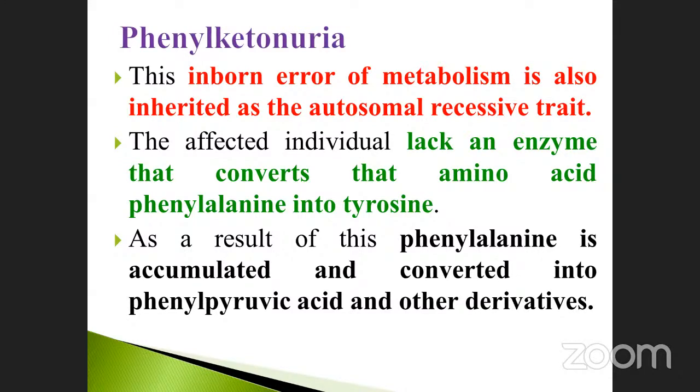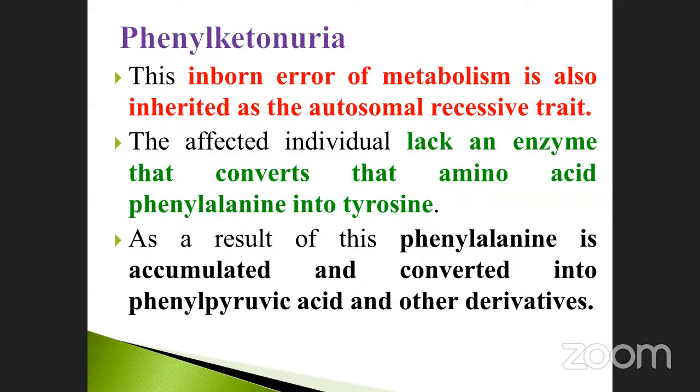What happened? The conversion of amino acids. Which one is phenylalanine? It is an aromatic amino acid, converted into tyrosine. Aromatic means you know the structure: a hexagonal ring structure at the center. That is phenylalanine.